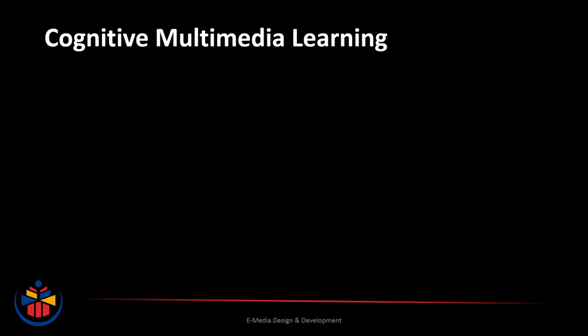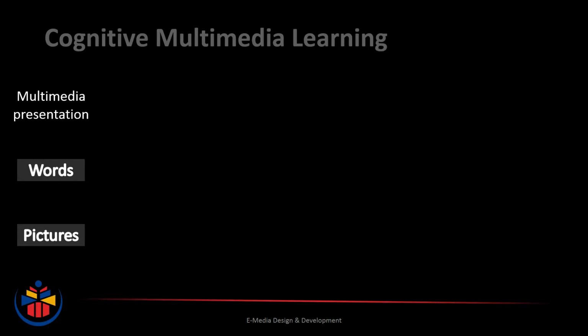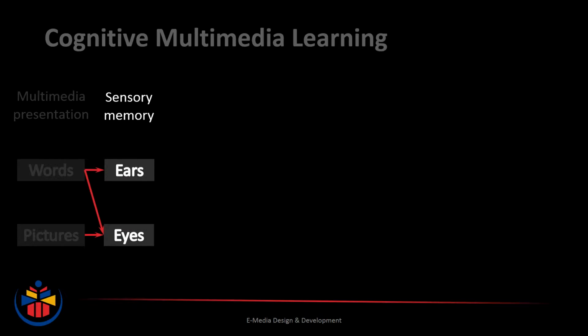Now, in cognitive multimedia learning, we basically get your multimedia presentation, which consists of words and pictures. So that's basically audio and video, anything that you can hear and that you can see. Remember that words that appear on the screen will be a visual as well. Then basically that goes into your audience's sensory memory via the ears and eyes.